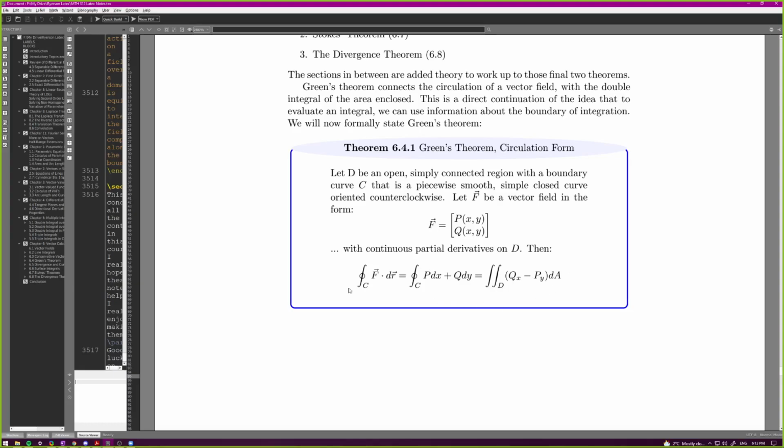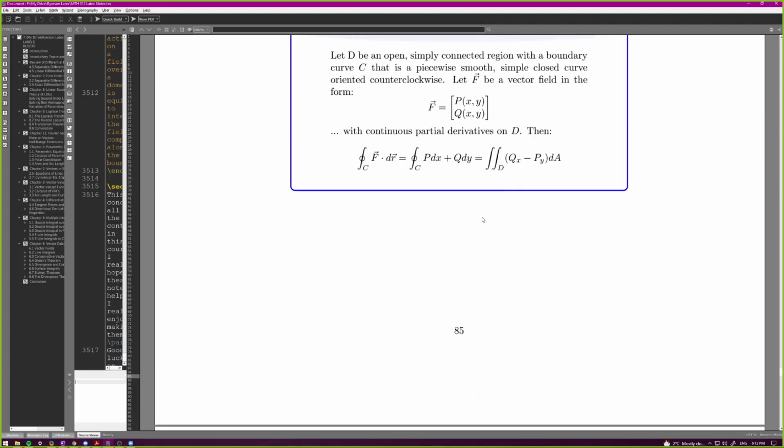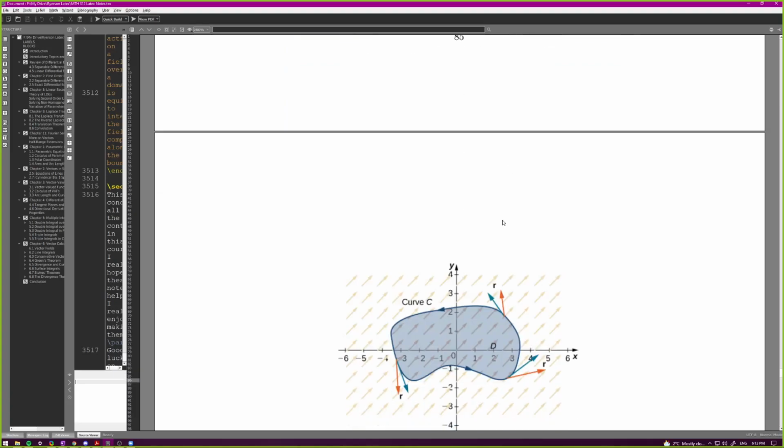Anyway, so Green's theorem here is essentially, this is in circulation form. So it's just telling us about the line integral around a shape here. Do I have a picture? Yeah, I have a picture. Okay, so if you want to know a relationship between the line integral around a boundary and some double integral within the inside of it, that's what the circulation form of Green's theorem is talking about.